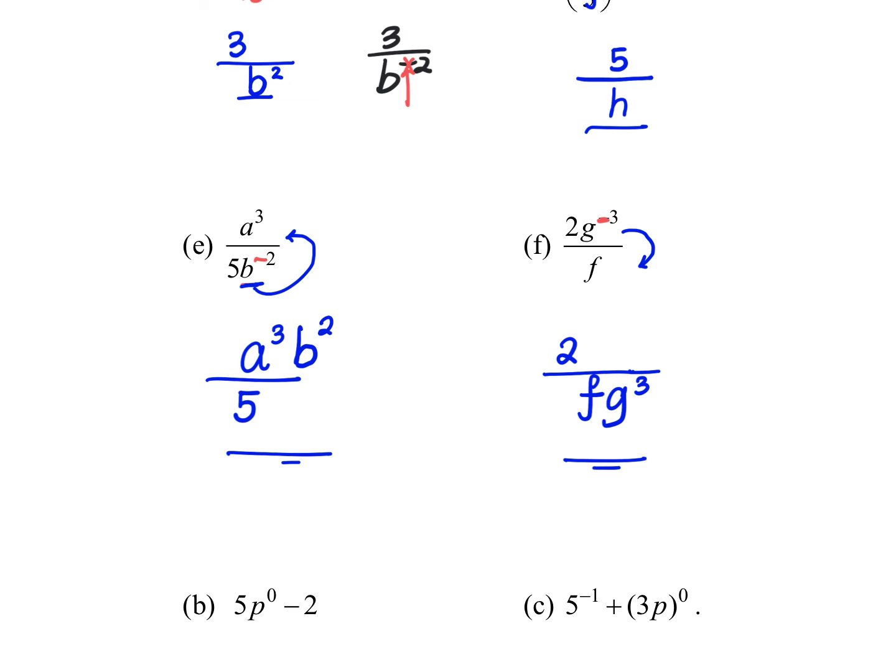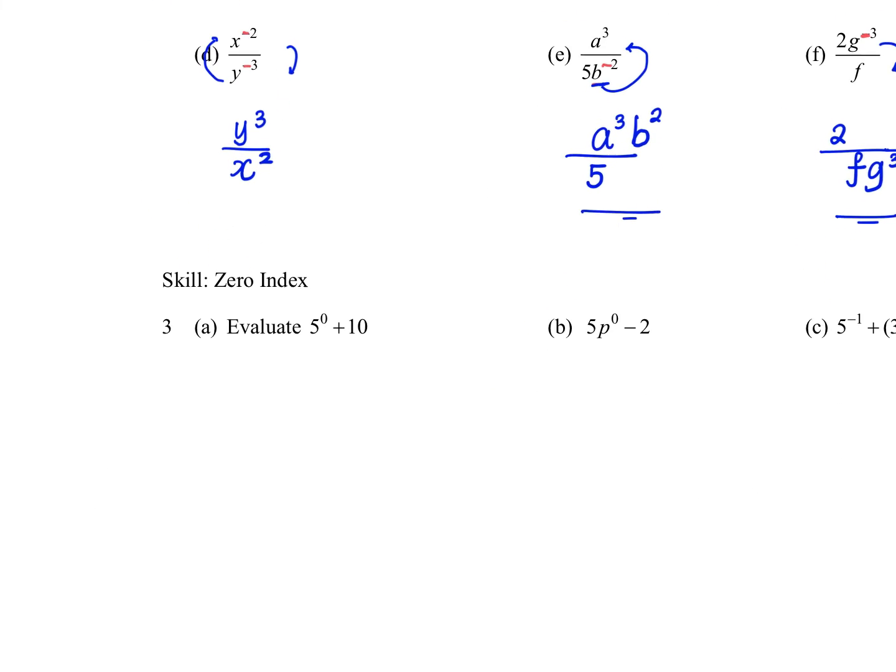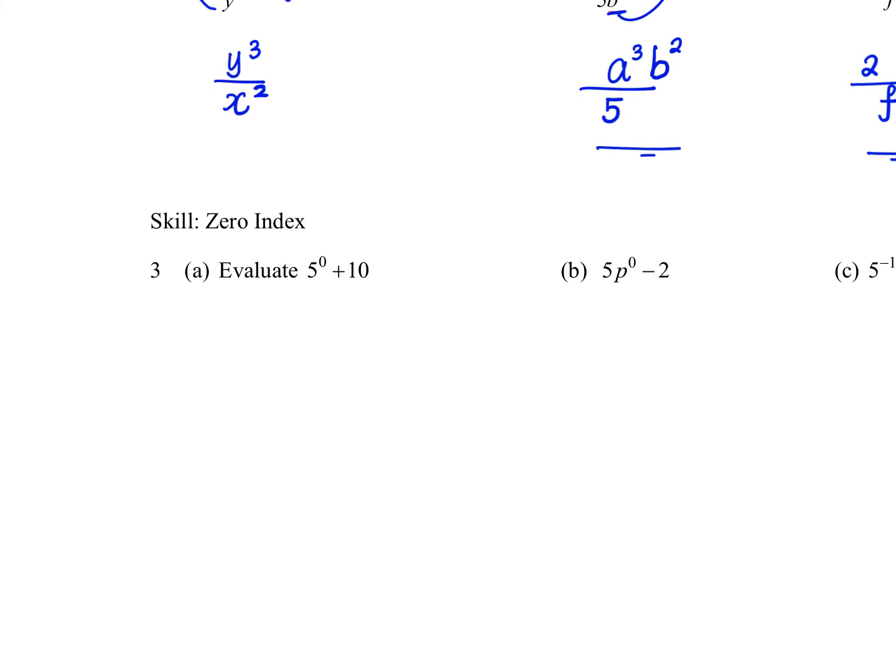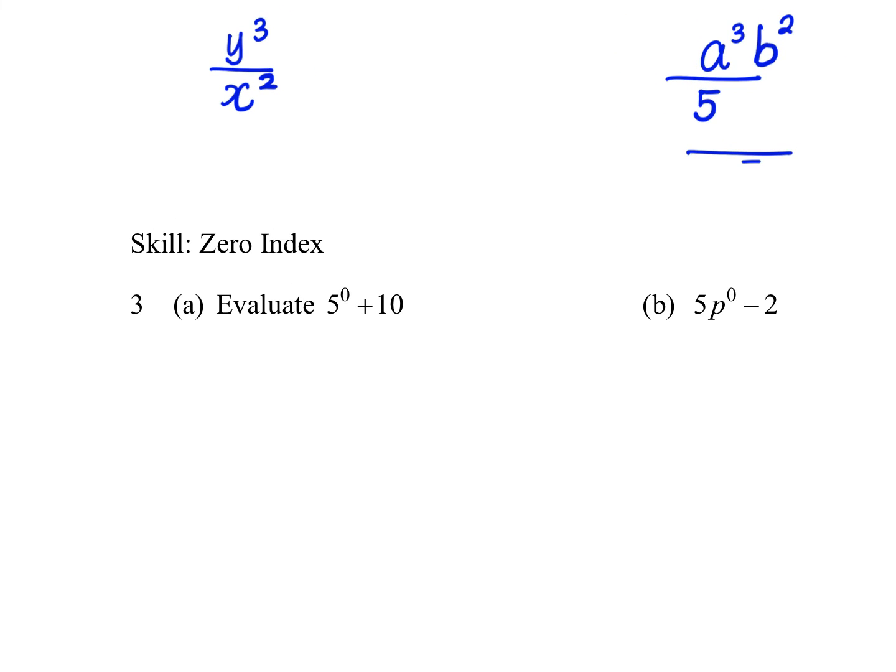Now let's move on to the last part on zero index. What's a zero index? Now zero index rule tells me that anything to the power of 0 will always become the number 1. Anything to the power of 0 will always become the number 1. So usually this type of question will ask us to evaluate. What does the word evaluate mean? Evaluate means to find the value. To find the value of.